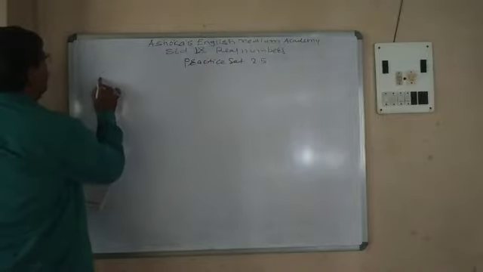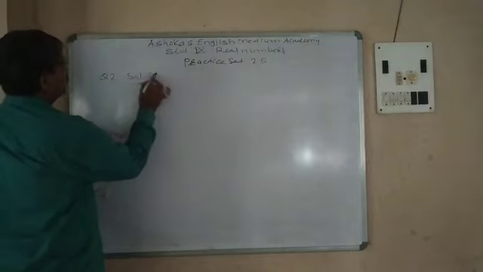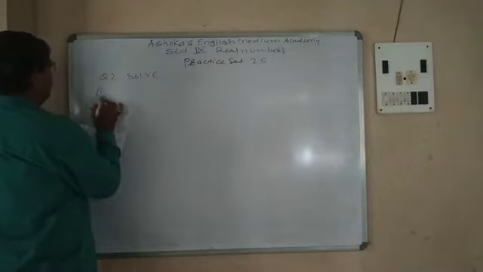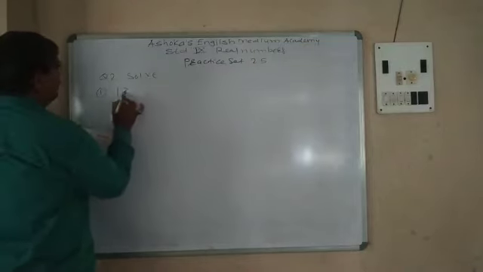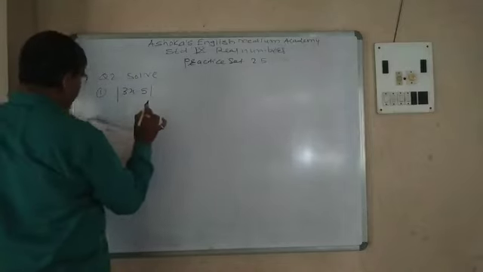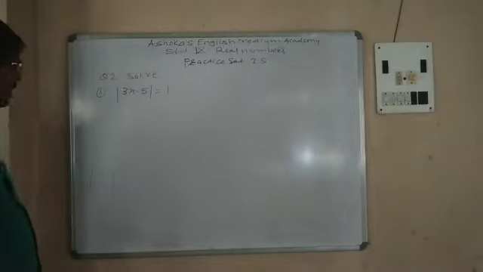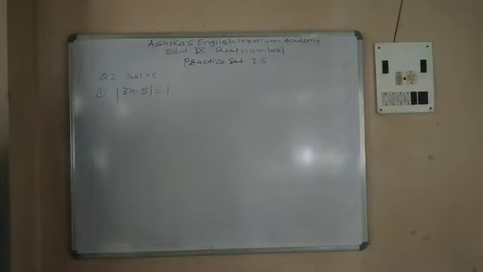Question number 2. What is question number 2? Solve. First question: in mod sign, or absolute value, 3x minus 5. These two lines drawn mean it is called a mod. So in mod, 3x minus 5 is equal to 1.